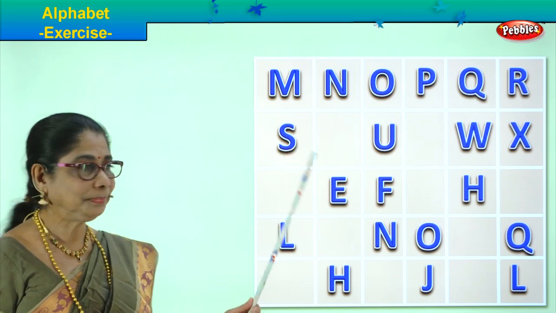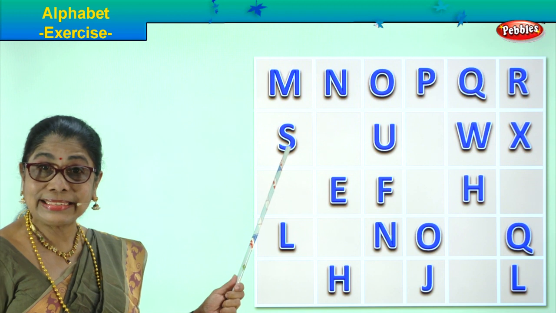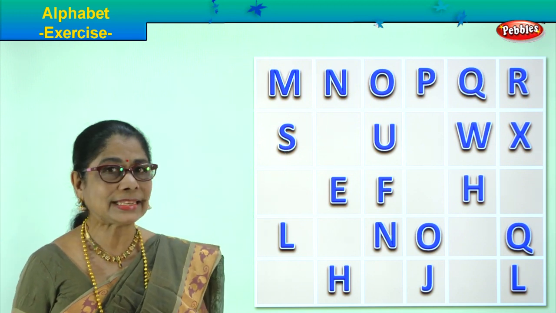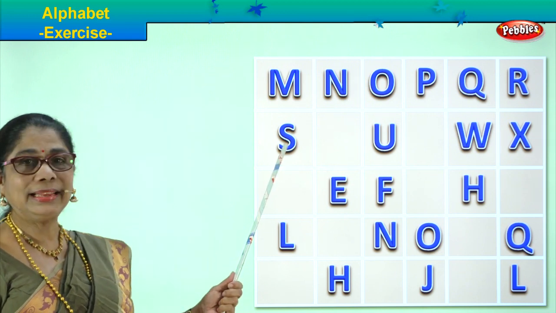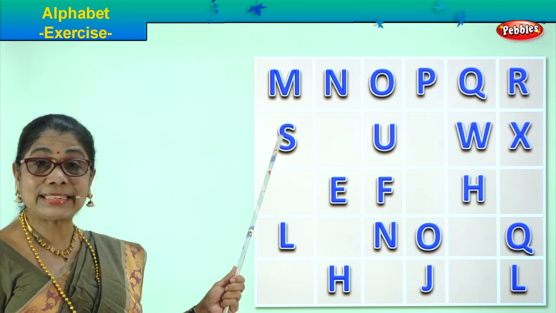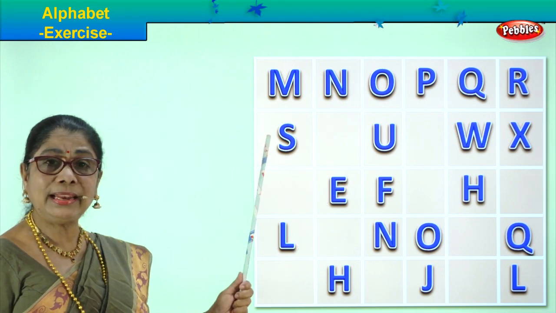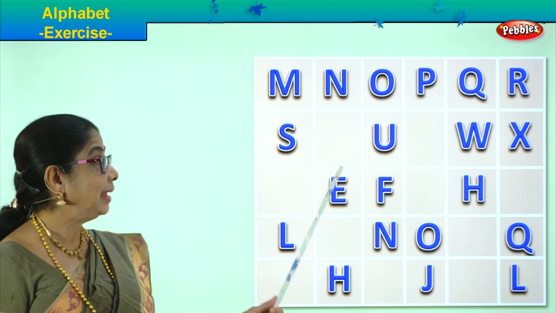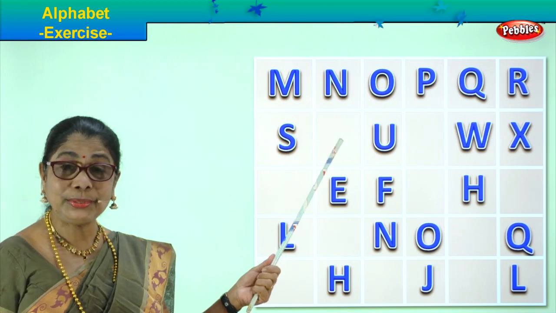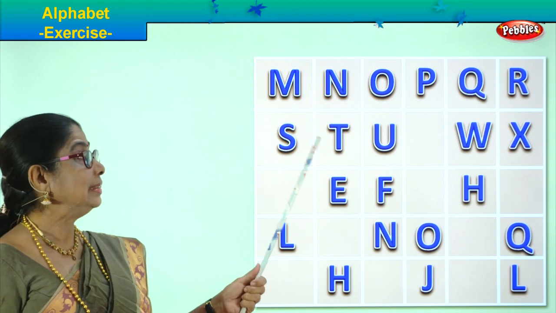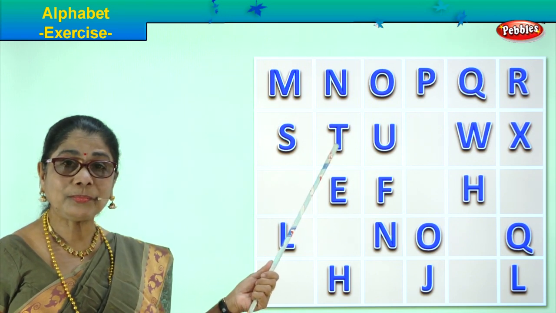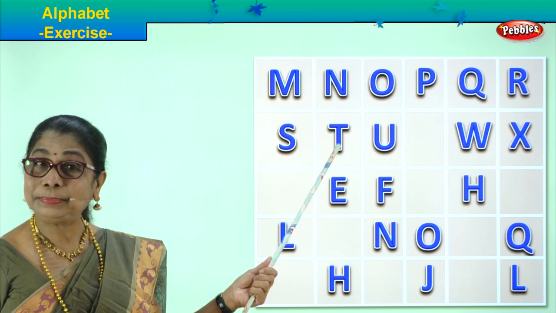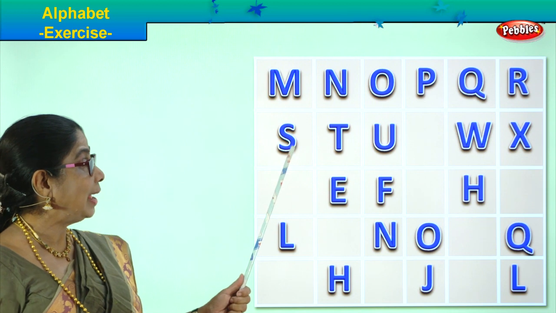What is this letter? S. Letter S. What is the sound of letter S? S. Good. S for snake. What is the letter that follows? Letter S. T. Very good. Letter T follows after S. T. Tap. What is the sound of letter T? T. Very good. So we have S.